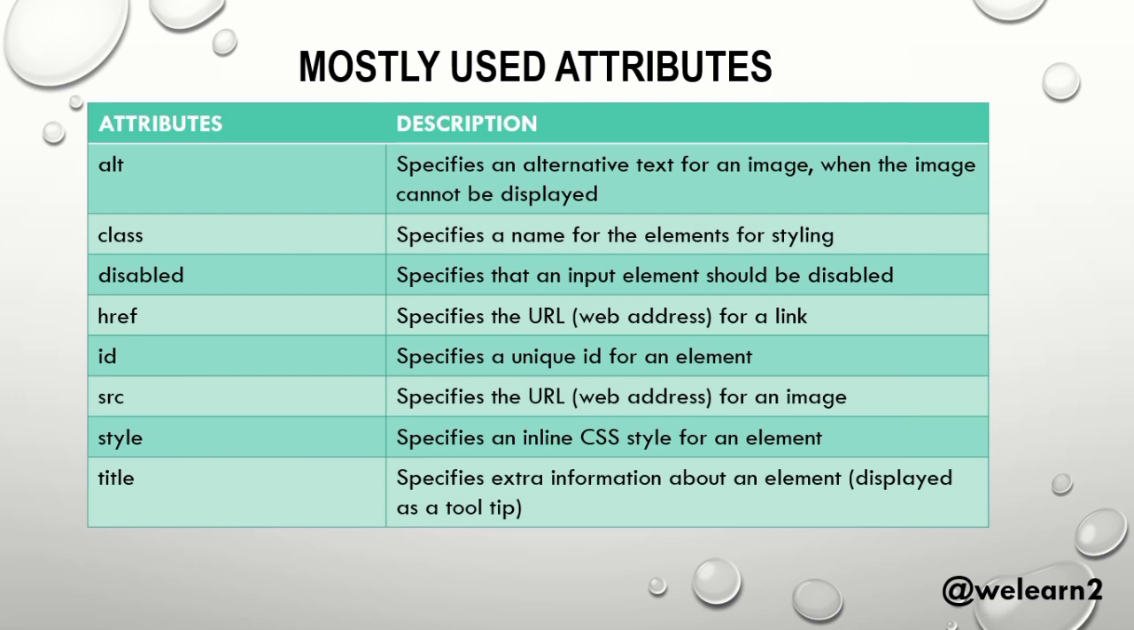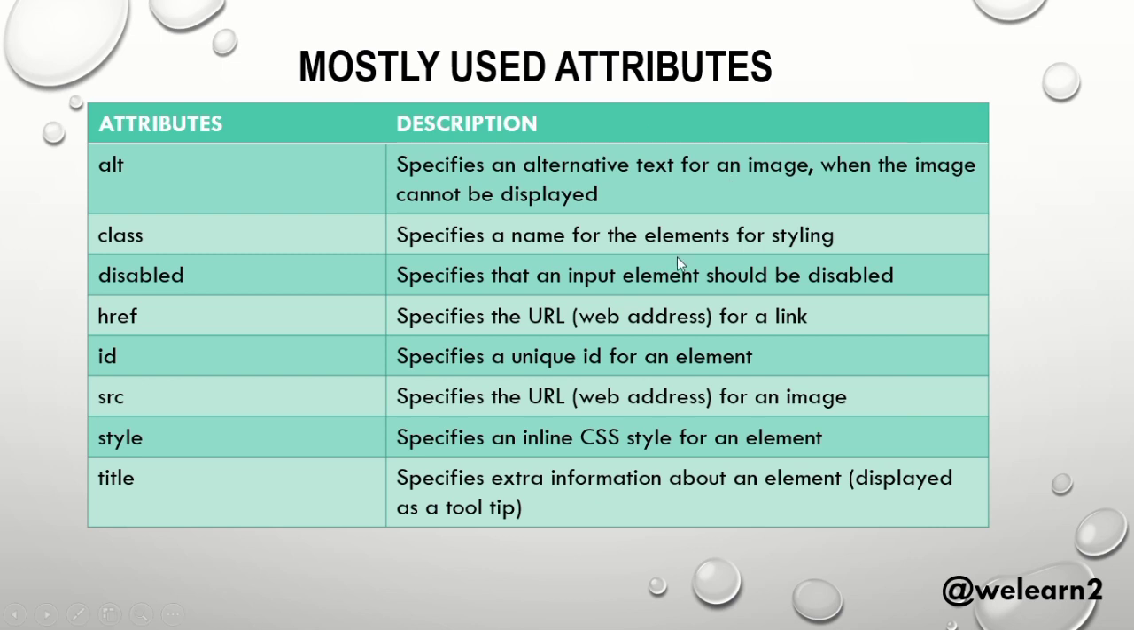Mostly used attributes. Alt is used in the image tag. It specifies an alternative text for the image. When you tell a browser, this is where the image file is located, go and display it, and the browser can't find that image, it is going to use what is inside that alt attribute. For instance, if this file is located on my PC and the browser doesn't find it, and you specified picture image in the alt attribute, the browser will display that text.